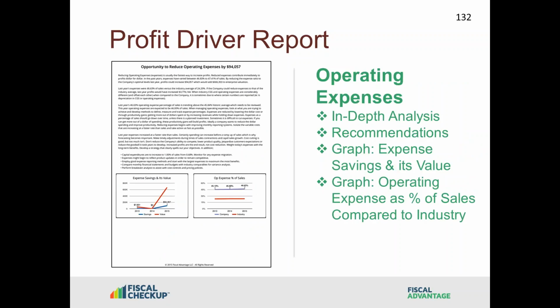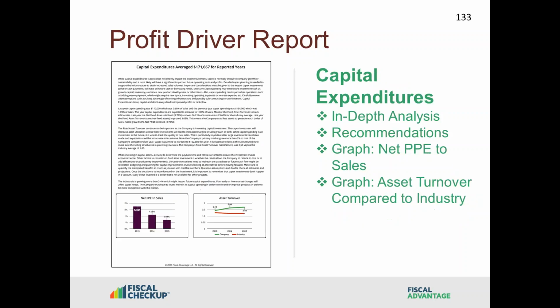The second page of the profit driver report analyzes operating expenses, comparing the business to itself as well as the industry. Improvements are monetized in both profit as well as increased business value. The report also contains an analysis of capital expenditures. It compares the company to the industry for its efficient use of assets.